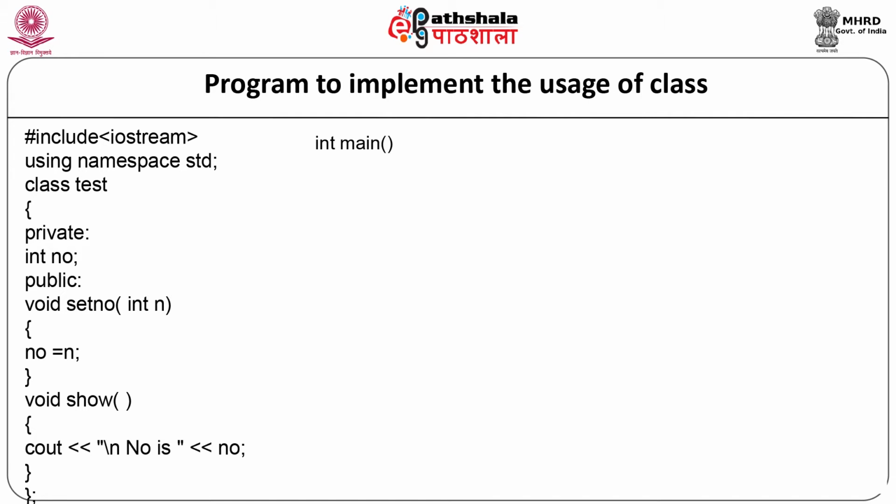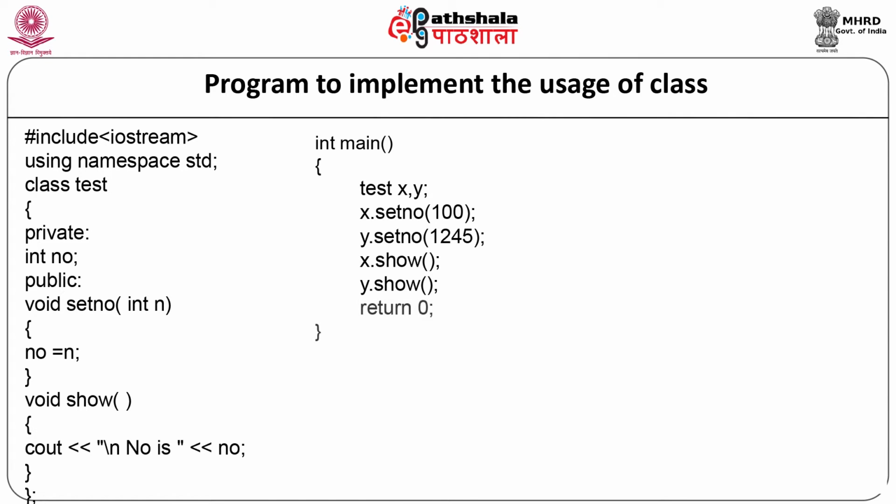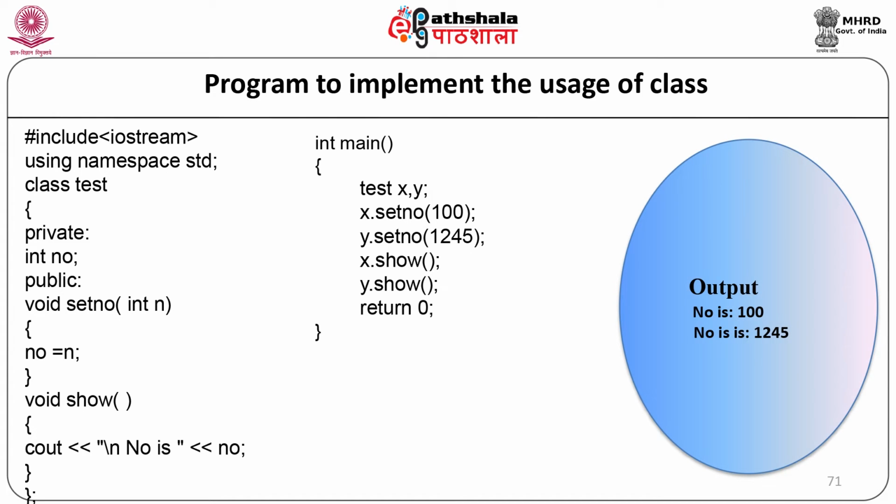Let us start with the main function. We are declaring the objects of the class test as x and y. Now we will call the member functions: x.setnumber(100), second y.setnumber(1245), then x.show() and y.show(), return 0, end of the main program. When the above code is compiled and executed, it will produce the result: number is 100 and number is 1245.